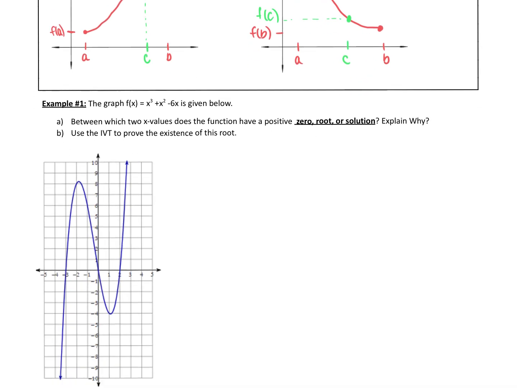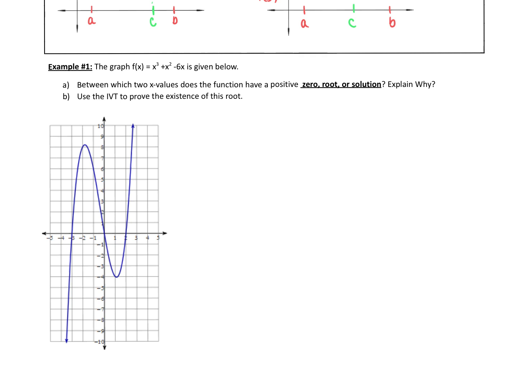So let's just scroll down to the first example. So I'm giving you a graph. So obviously you can answer the question with the graph, but you're not going to get that. So you're basically going to be given this function. And it says, between which two x values does the function have a positive zero, root or solution? Explain why and use the IVT to prove the existence of this root. So let's just see, and we can use the graph now to answer. I'm looking for a positive zero or a root.